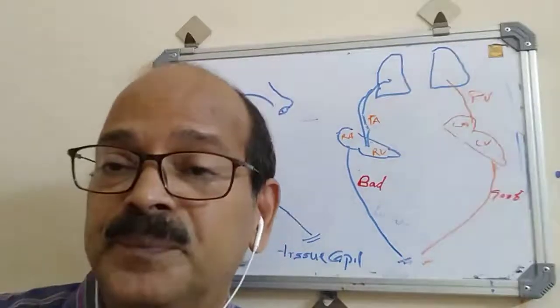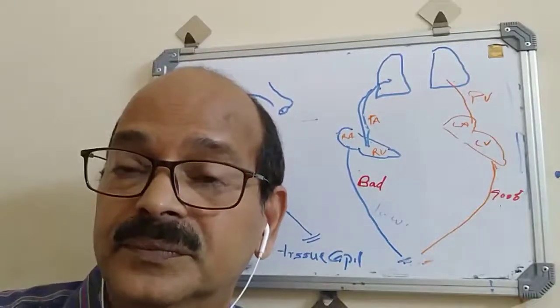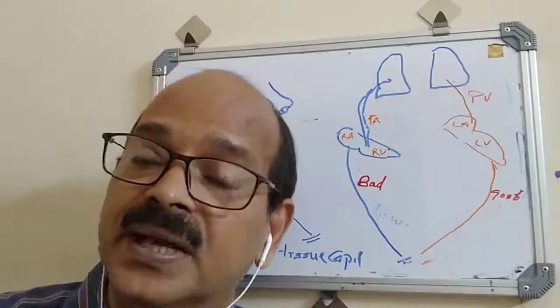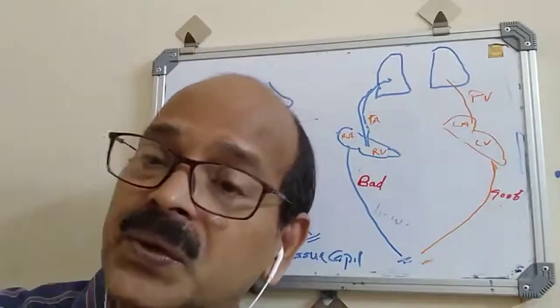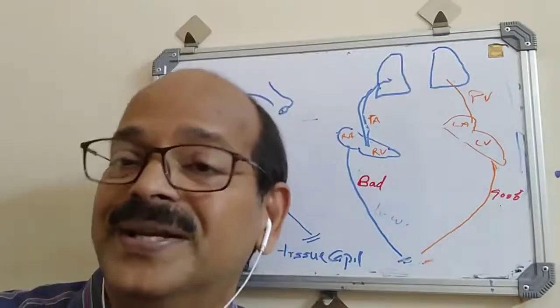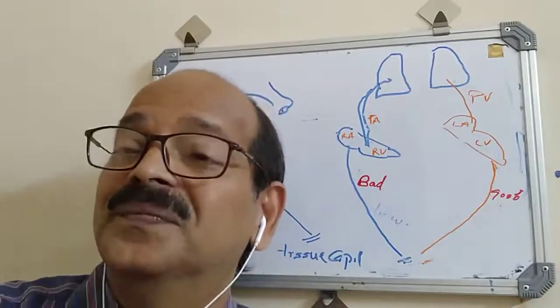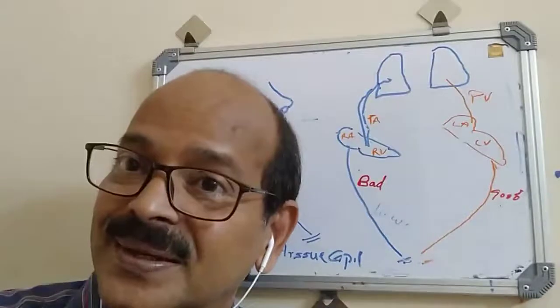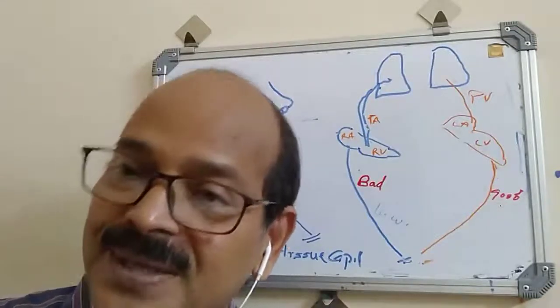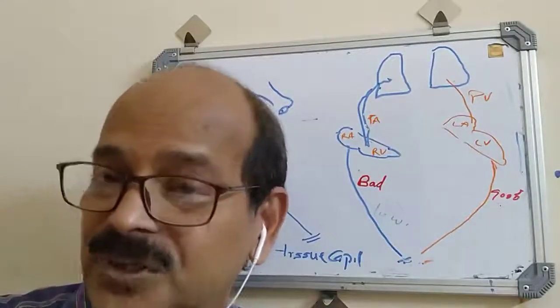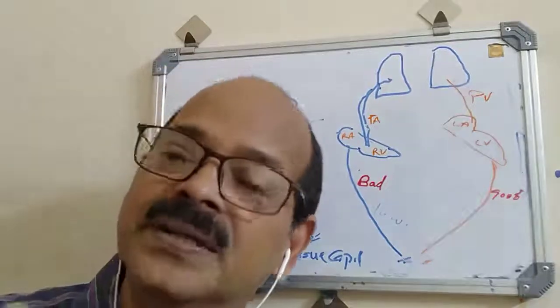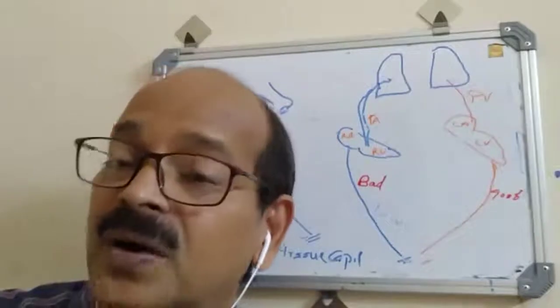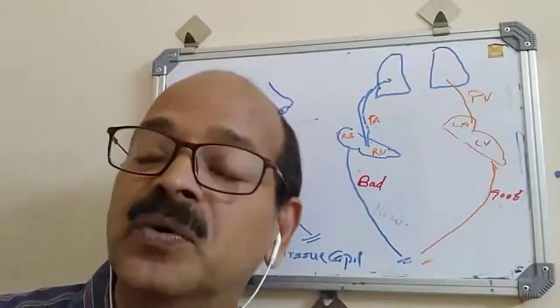So now you come to the decreased flow state. Classically, you'll get cyanotic spells, no respiratory infection, and squatting. But there is another confusion. There may be a situation where you get features of both. You're getting squatting, you're getting cyanotic spells, and at the same time you're getting pneumonia. So which side do you move?